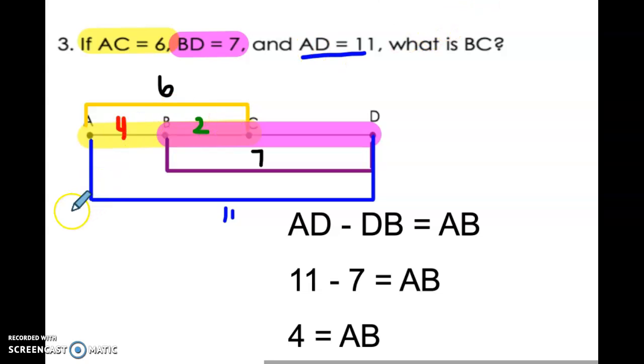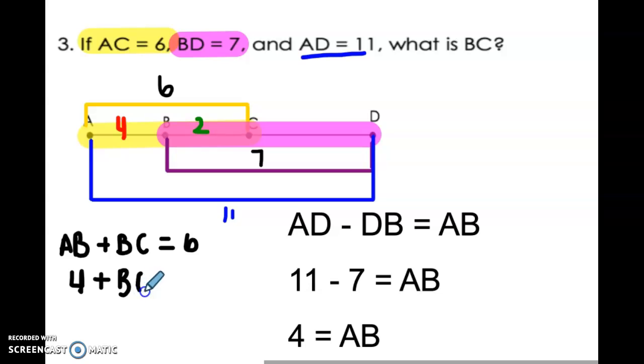So let's go through and actually write that out. So we know that AB plus BC equals 6, because that was given to us in the problem. AB we solved for and found that it was 4, plus we don't know what BC is yet, because we're just showing another way to solve the problem, equals 6. Subtract 4 from both sides, solve, and you will get that BC is equal to 2. And now we have answered the question.